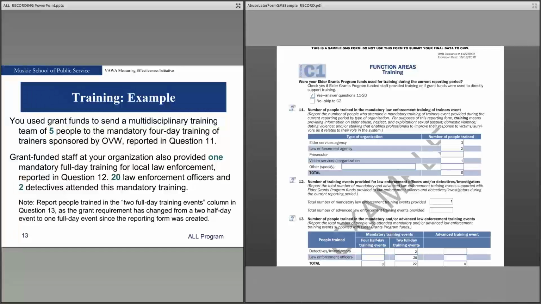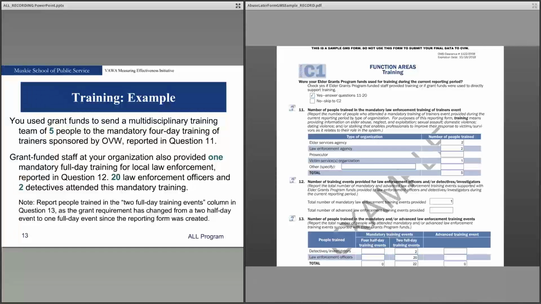Question 11 is specifically asking for the number of people who were trained at the national training event sponsored by OVW, which is always held between January and June. A maximum of 7 individuals might attend this mandatory training, so the total for this question should not be more than 7. And do report individuals according to the type of agency they work at. For the July to December reporting period, grantees should not have any data to report in question 11.